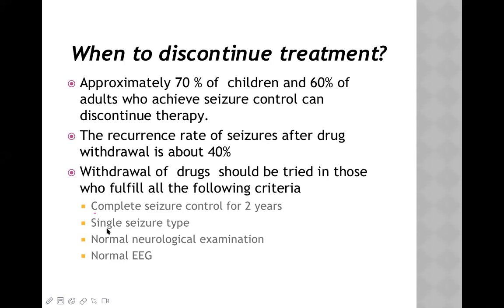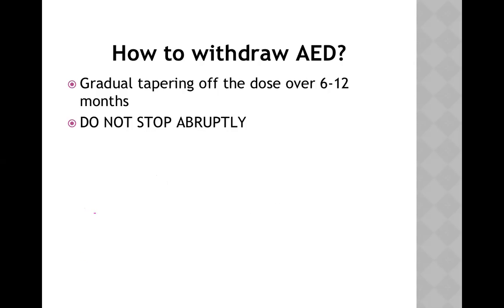Another point, if there is a single seizure type, we can stop the drug after 2 years. If there is a normal neurological examination, then we can stop, and after confirming that the EEG has turned normal, then we can discontinue the treatment. So these are all very, very important points, because the patient wants to know. They will definitely ask you, doctor, till when do I need to take the drug? So this is the important point. The most important out of them is if there is no seizure for another 2 years.